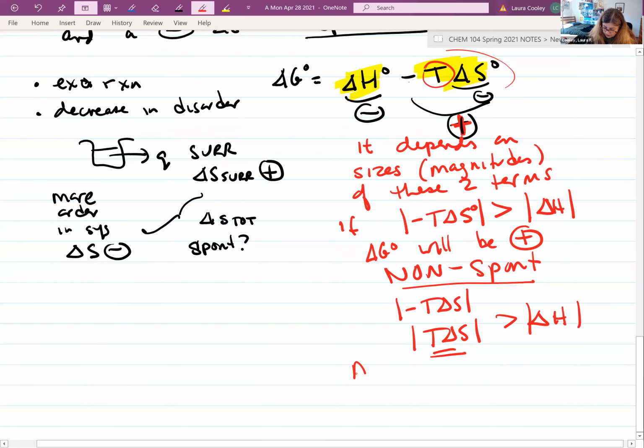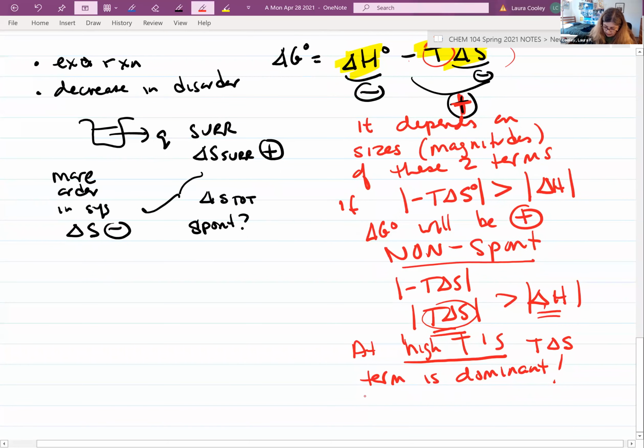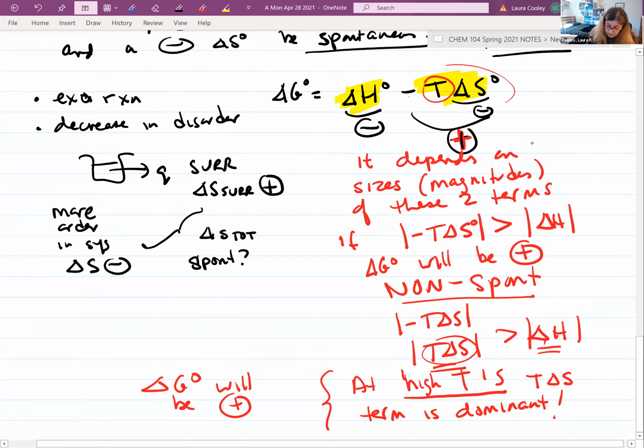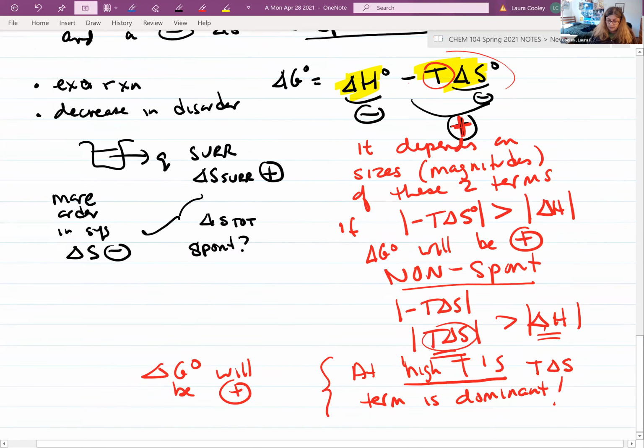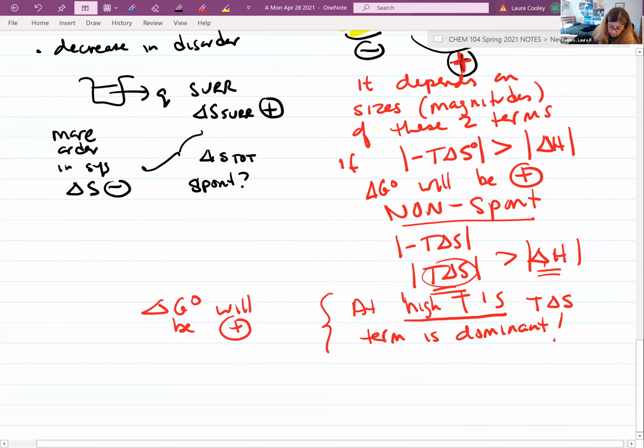So at high temperatures, this magnitude will be larger and it will become greater than the delta H term in magnitude. So at high temperatures, this is the dominant term, the T delta S term. So this term is the dominant one. And then what happens is, of course, that the delta G0 will be positive because that term contributed to making the free energy change positive. Okay, so that's what happens if the temperature is high.